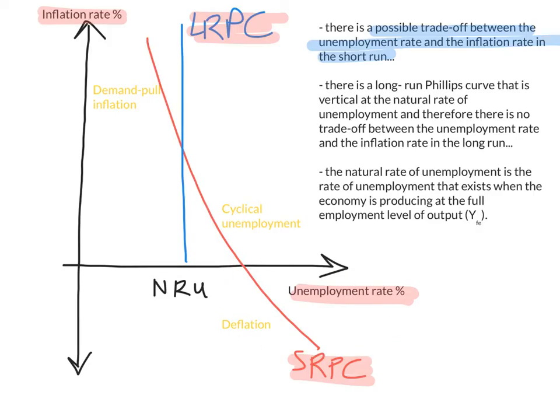There is also a long-run Phillips curve that is vertical at the natural rate of unemployment. And therefore, in the long run, there is no trade-off between the unemployment rate and the inflation rate. As you can see, the LRPC is vertical at the natural rate of unemployment. If you remember, the natural rate of unemployment is the rate of unemployment that exists when the economy is producing at the full employment level of output, YFE. So that's the rate of unemployment that exists on the long-run aggregate supply curve when the economy is producing at full employment.